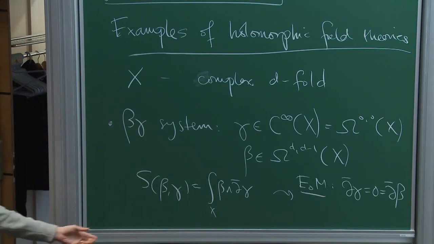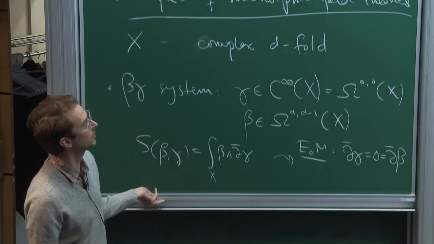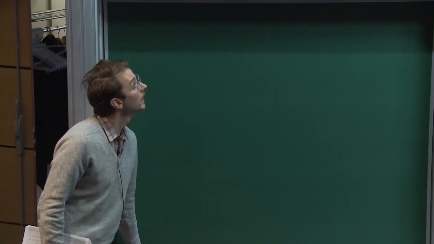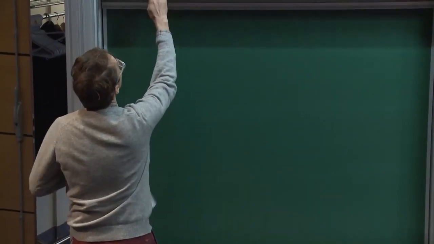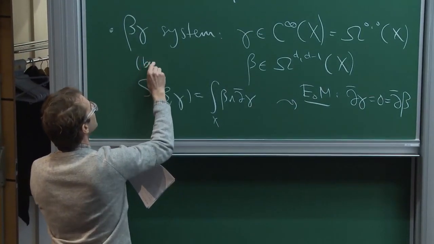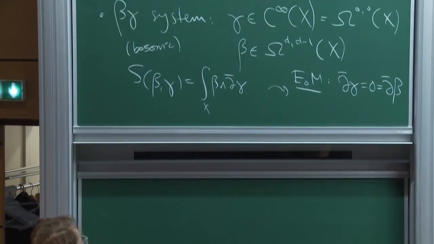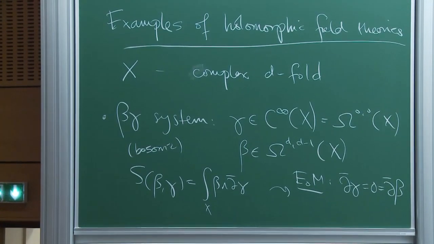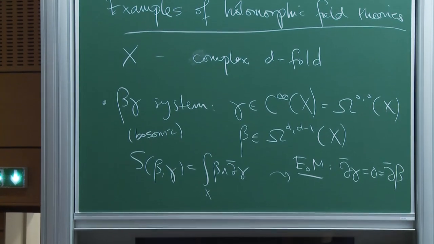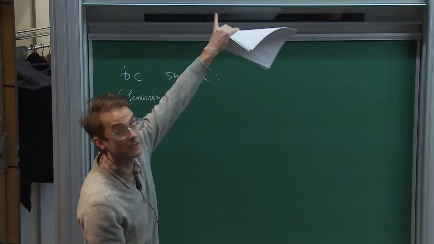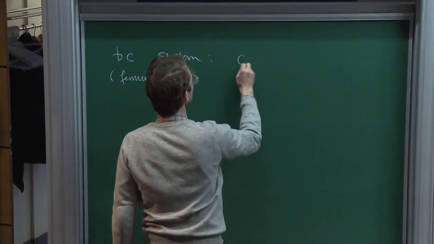So at least to a mathematician, that's a very beautiful theory. You're picking out holomorphic functions as your on-shell fields. There's an obvious fermionic variant. So that's all bosonic. There's a fermionic variant, which is the BC system. And all I do is switch the parities here.